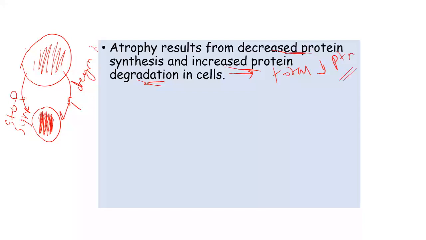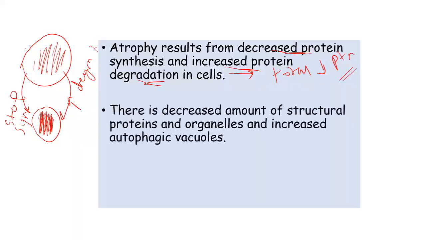So I have decreased protein synthesis and increased protein degradation in the cells, resulting in total decrease in protein inside the cell. Fine. So I have decrease in amount of structural proteins and organelles. Even the organelles, the mitochondria and so on, are decreased here in the atrophic organ.